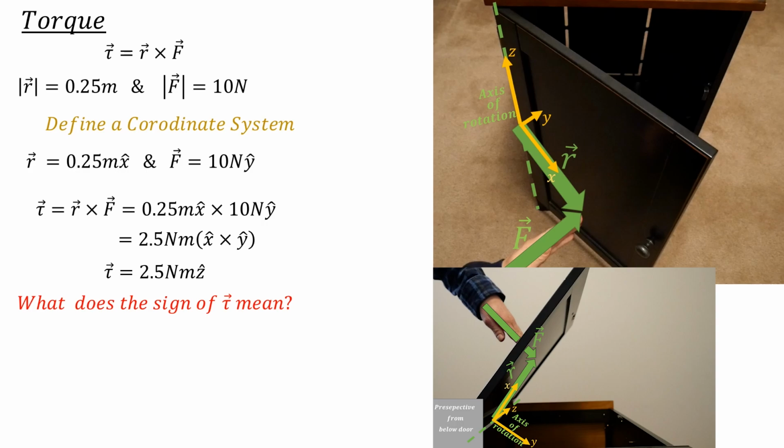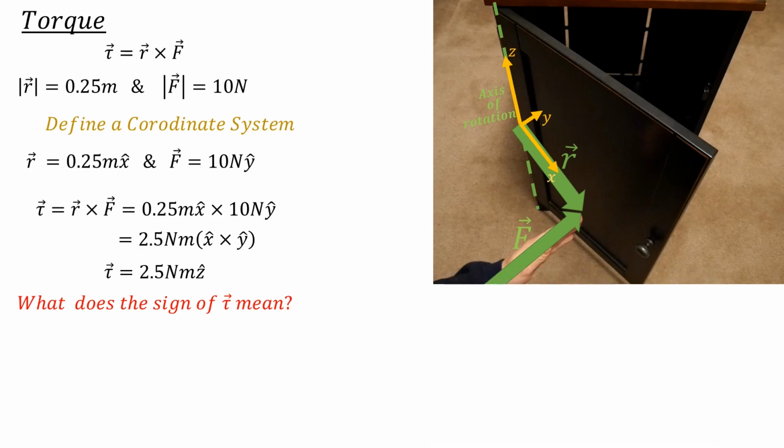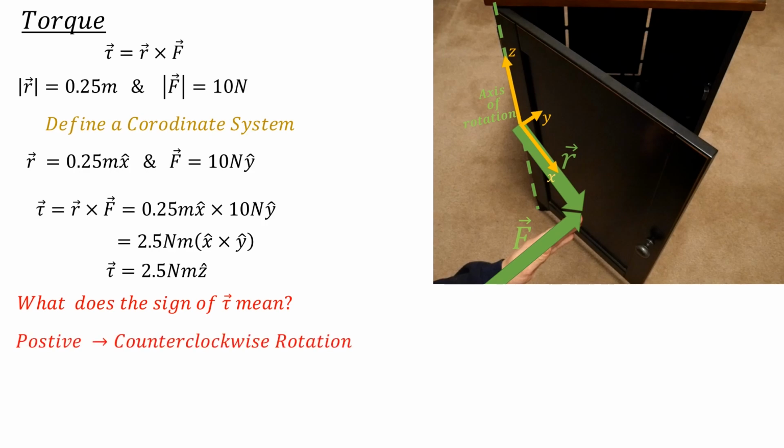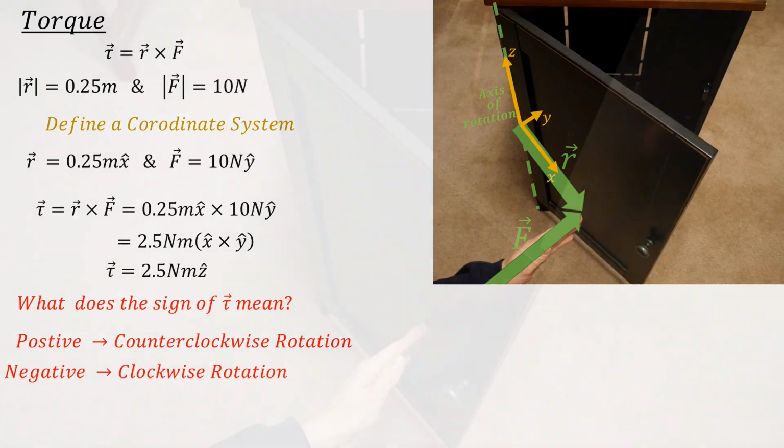We have torque equal to 2.5 newton meters z hat. This means the xy plane is the plane of rotation. We define the z-axis to point up from the ground along the hinges. We need to look at the plane of rotation from above. From here, a positive value represents counterclockwise movement about the axis of rotation, and a negative sign indicates clockwise movement about that axis. So our torque of 2.5 newton meters z hat means this door will rotate counterclockwise about the positive z-axis.